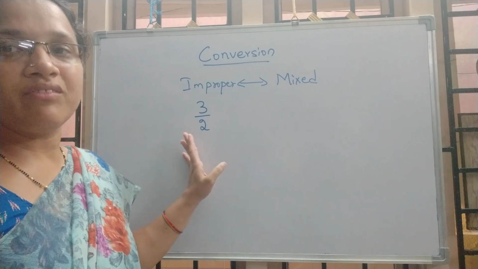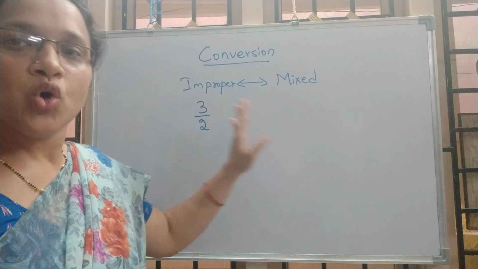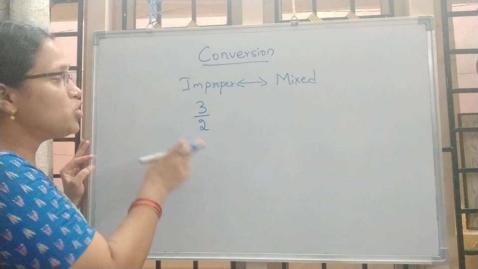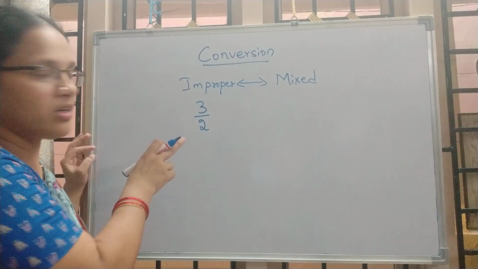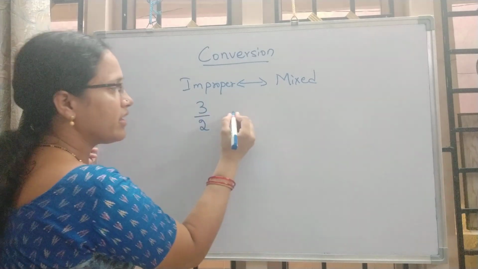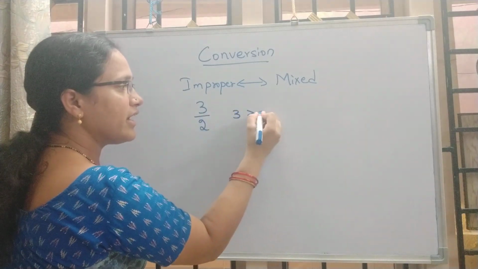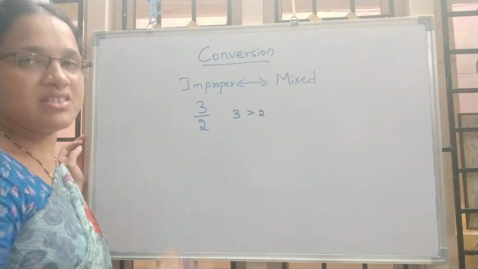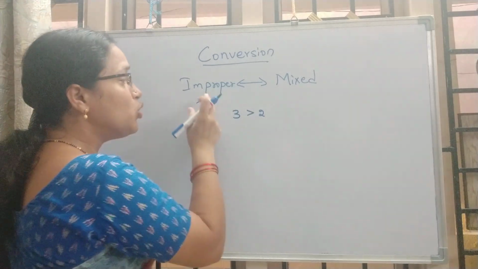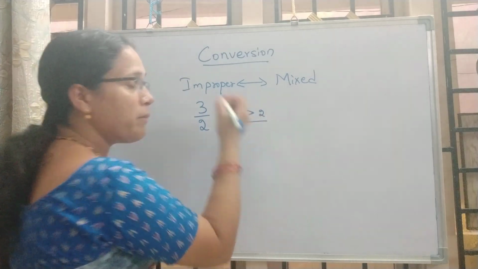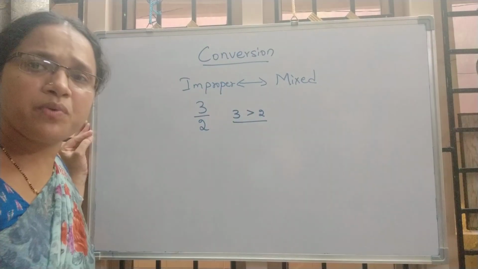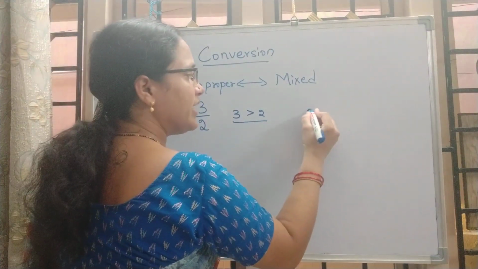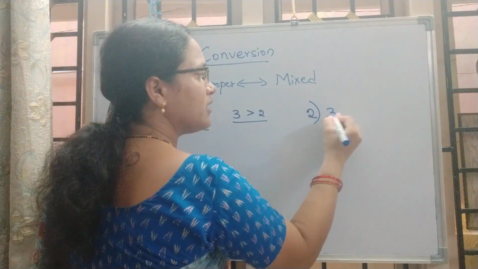Let us see how to convert the improper fraction to a mixed fraction. When an improper fraction is given, you should first verify whether this is improper or not. Check. Yes, 3 is greater than 2. The numerator is greater than the denominator. Yes or no? So this is improper. Now after knowing that, you should do the division. That means you are confirming whether it is improper or not, because proper fractions cannot be converted into mixed fractions. Now you will divide. That is 3 divided by 2.